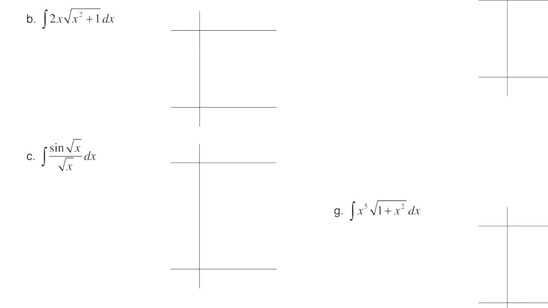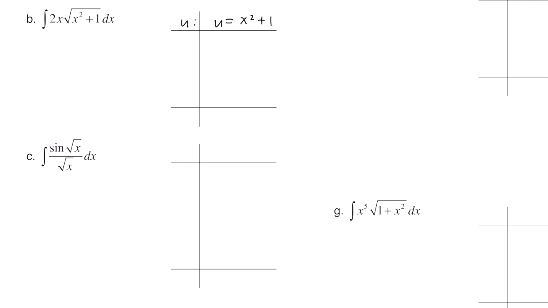For this problem, we have the integral of 2x square root of x squared plus 1 dx. So what we want to do first is, you can see you have a square root right here. The function inside of the square root is x squared plus 1. So kind of similar to the last problem, our outside function is the square root of x. The inside function is x squared plus 1. So we're going to let u equal x squared plus 1.